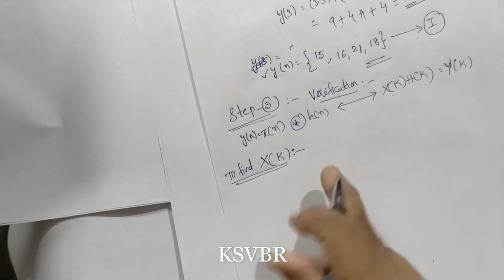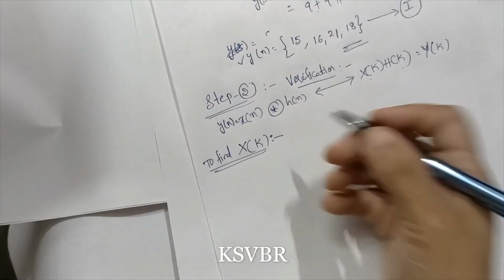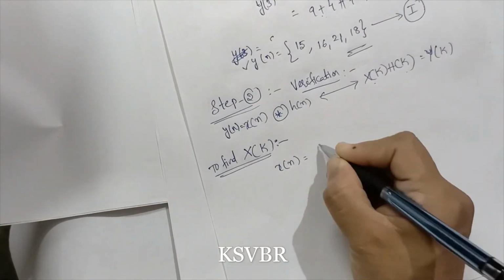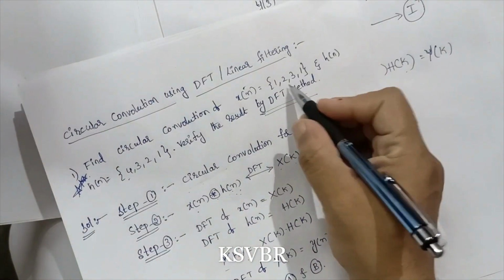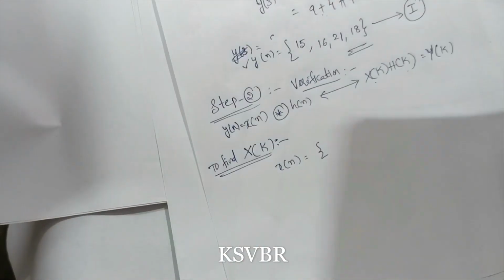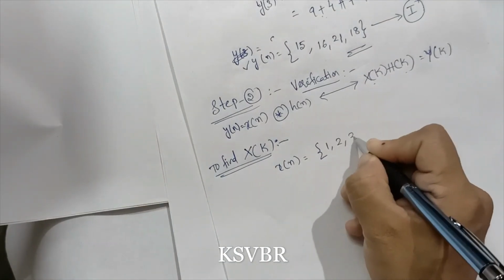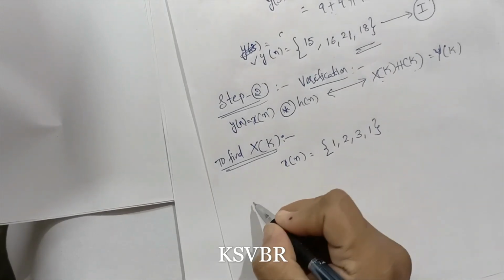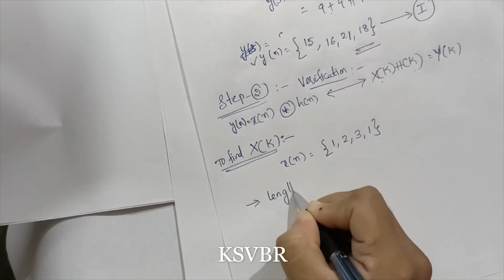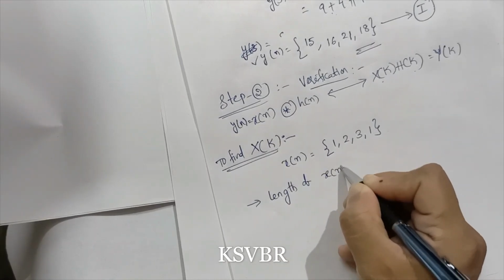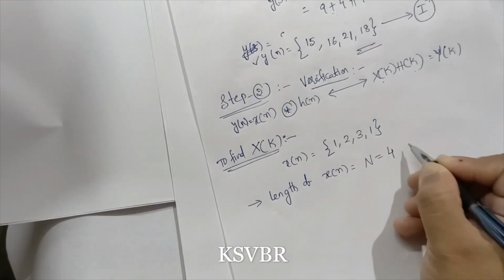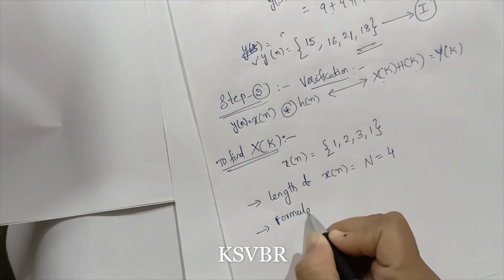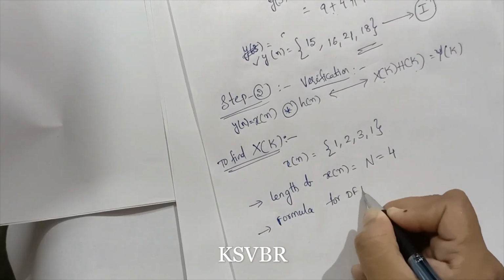Keep a side heading like this, x of k. So we know the process of finding out DFT, right? So first they have given x of n is equal to 1, 2, 3, 1. So to find x of k, first we have to write down the length of x of n. So length of x of n is equal to N, that is equal to 4.